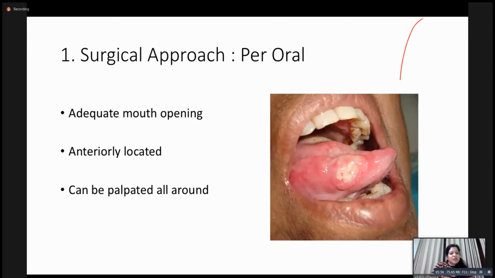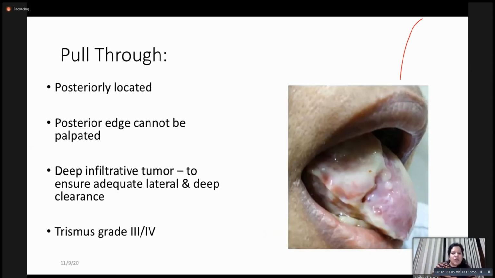Coming to the surgical approach, per oral or intraoral approach can be done in a patient who has adequate mouth opening. The tumor is anteriorly located and you can put your finger all around the tumor in OPD. These are the patients who are suitable for per oral approach. However, if the tumor is posteriorly located, you cannot see or palpate the posterior edge, or if you are worried about the deep infiltrative extent of the tumor and you think that your margins can be compromised because of the lack of proper visualization, or the patient has severe trismus, then you should opt for other approaches, one of which is the pull-through approach.